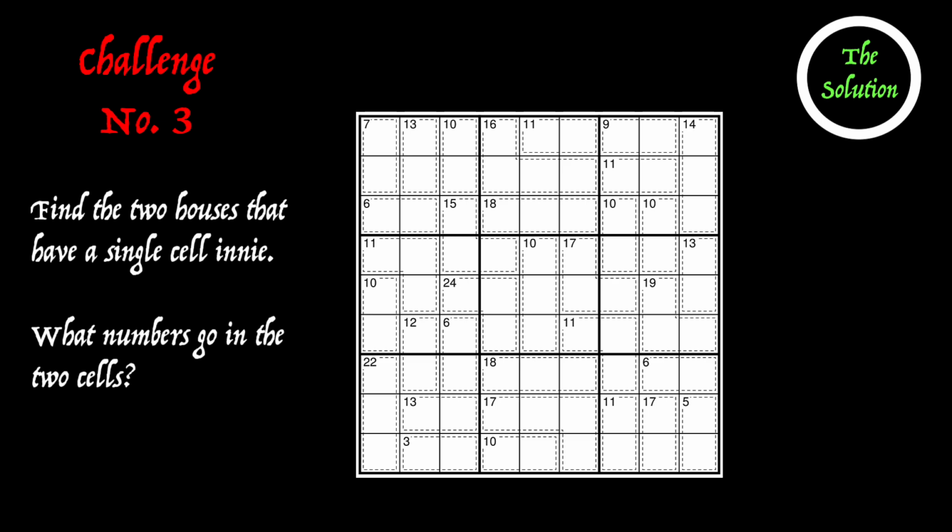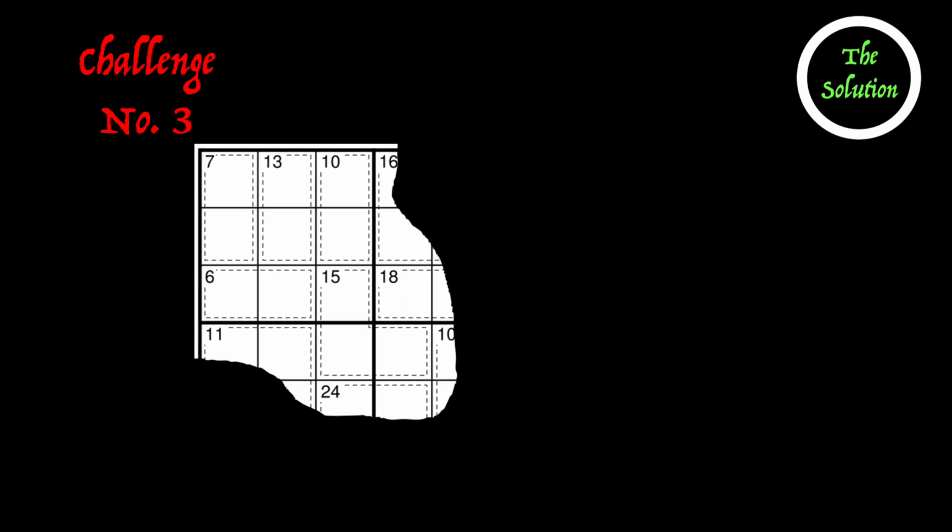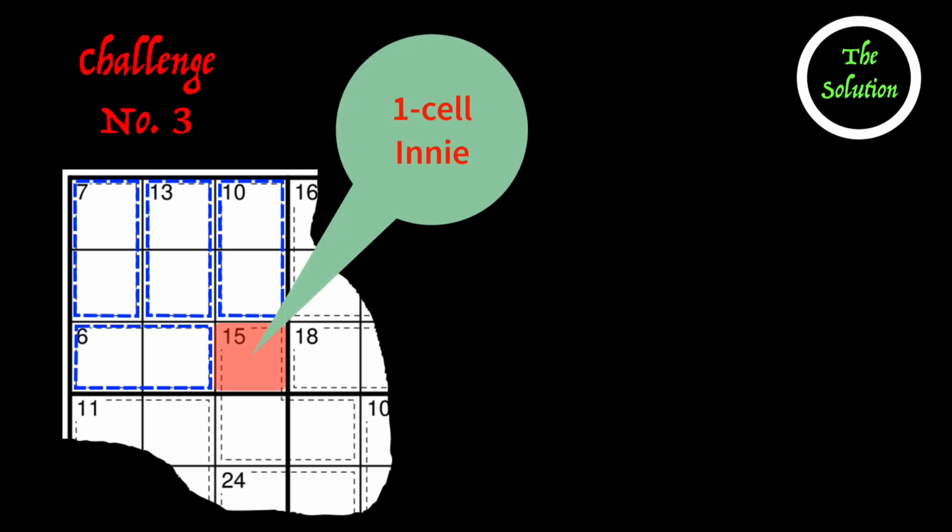So in this case, let's concentrate on the top left block. And let's look again at the cage structure in that block. And we have 4 cages with one cell that's an Innie. So let's add up the totals, 7, 13 and 10 and 6. That gives us 36. That's short of the 45 by 9. So 9 goes in there.